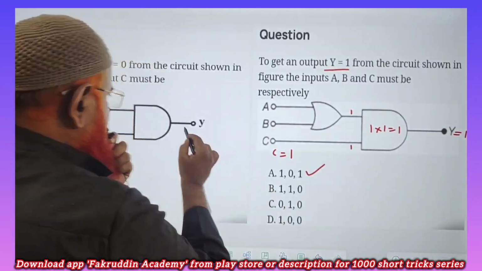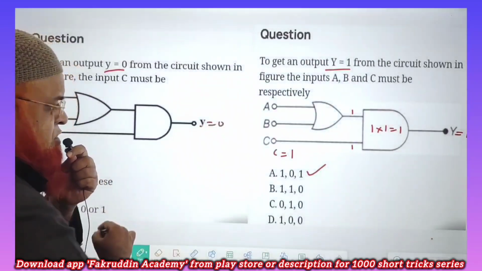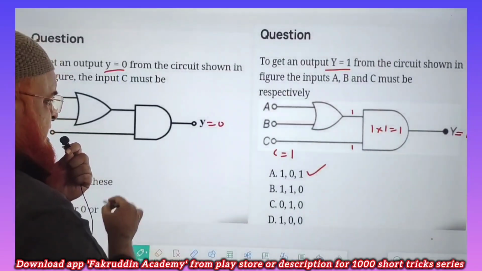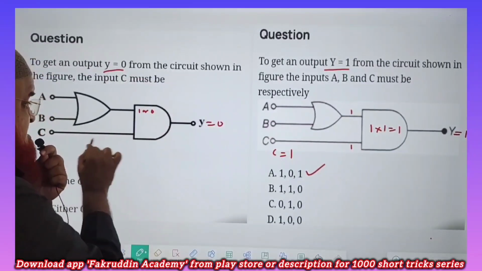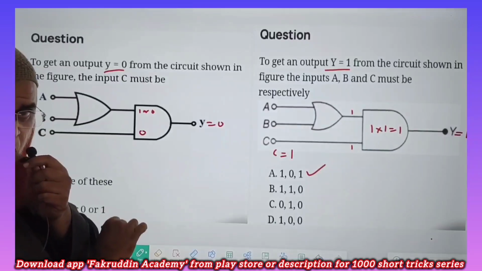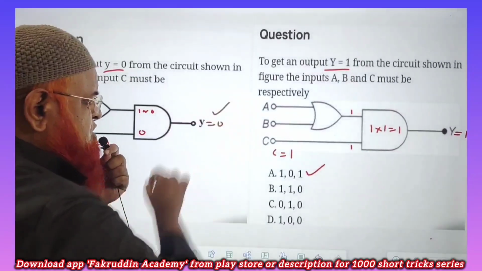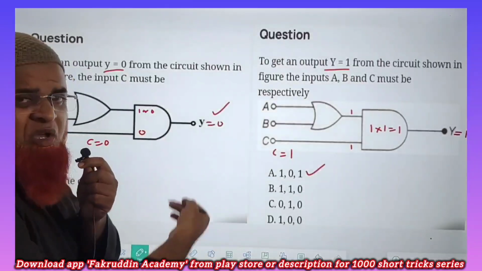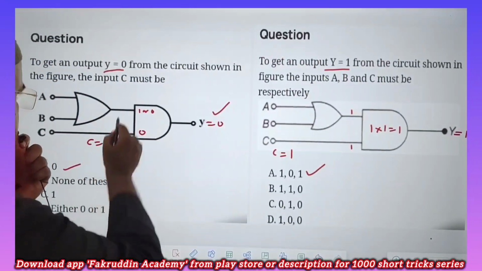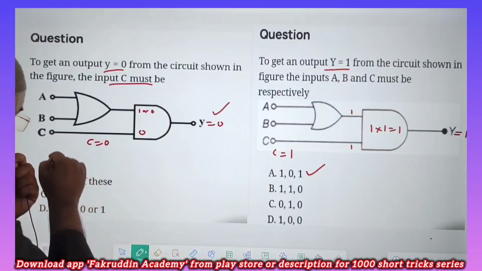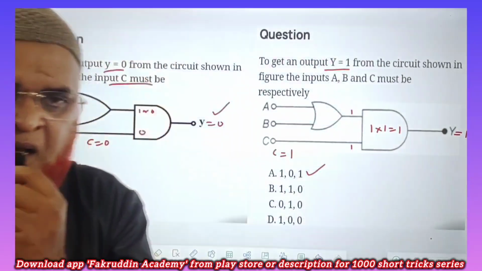Enough. In the second case also, he is telling that Y is equal to 0. If Y is equal to 0, you have to select such a case. Whether this is 1 or 0 doesn't matter, but C should compulsorily be 0. If C is compulsorily 0, then only it is going to be 0, because 0 into 0 is 0, 0 into 1 is 0. Therefore, option is A. So, completely input C should be 0 definitely. So, reverse method, how did you feel?